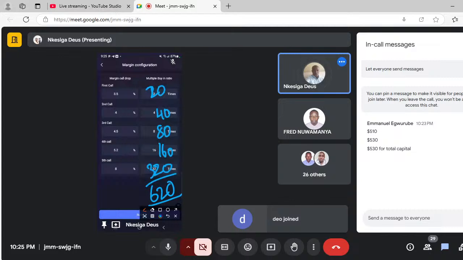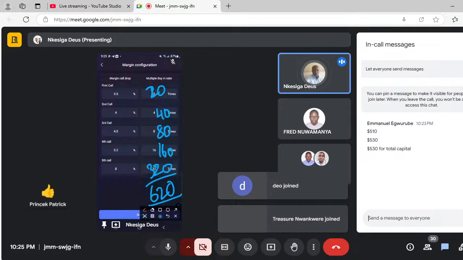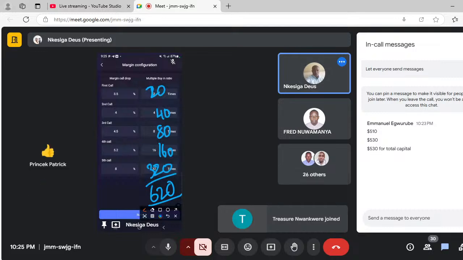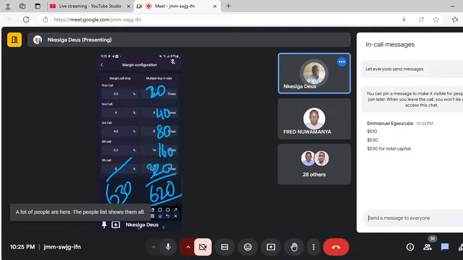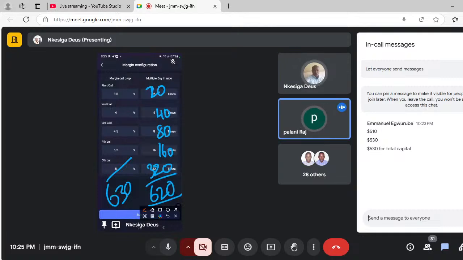Are we together? But when you look at the drop here, let's add the drop as well. How much are we getting? Is it 17? 3.5? Then 4 plus 4 plus 4.5 plus 8. That is 25.2. Are we getting something? We have a drop of 25.2.